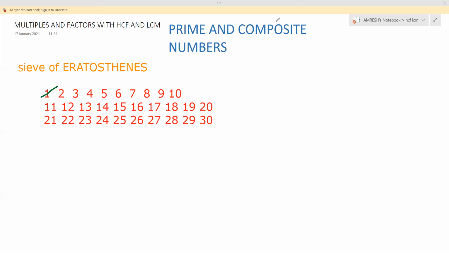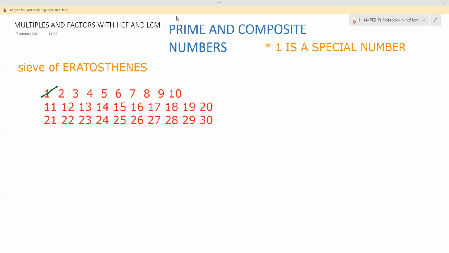1 is a special number, not a prime number, not a composite number. 1 we take as a special number only, or a unit number. 1 is a unit. So first you have to cross out 1.